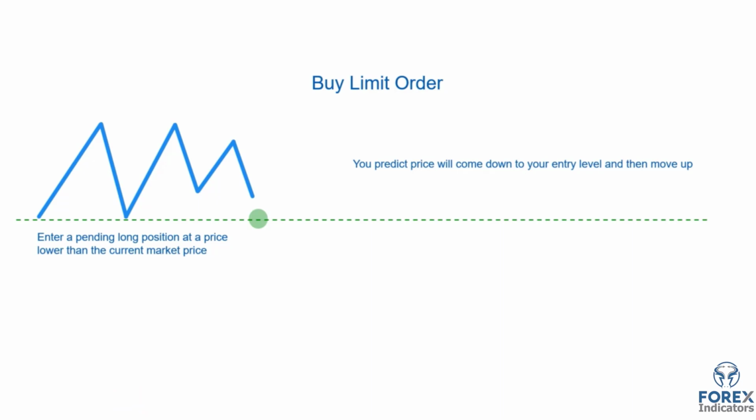If you set a buy limit, you are looking for price to firstly come down, hit the limit price, and enter into the market at this level, with the expectation that price will then continue to increase over time, and you will profit from an upward move. Let's now take a look at sell limit orders.